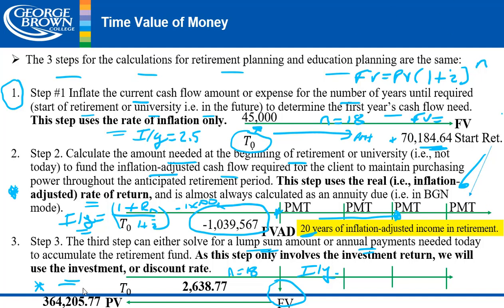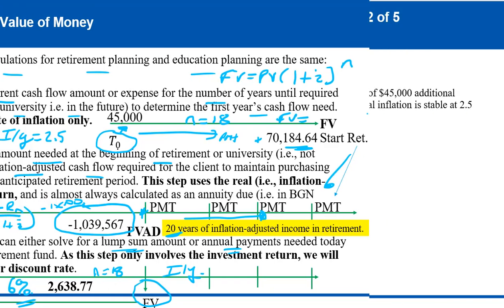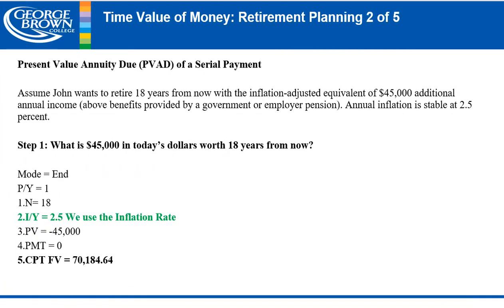And just to remind us that in this case, the IOI that we're using is the 6% investment return net of fees. So you can see here, in the first step, it's using the inflation rate, discount rate of 2.5%. Step number 2, we're going to be using the inflation-adjusted rate, which is 1.06 divided by 1.025. And the third step, we're going to discount back at the investment rate, okay? So here we are jumping into step number 1.